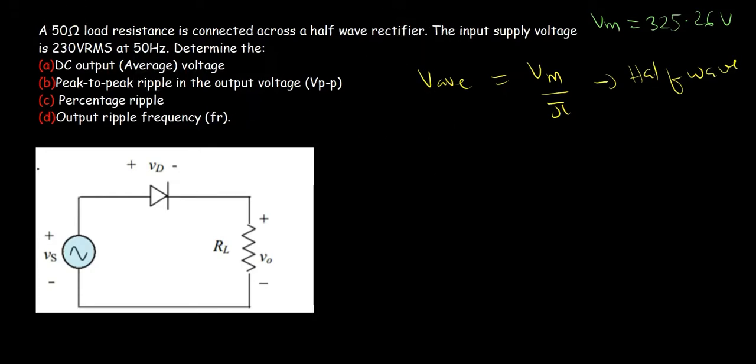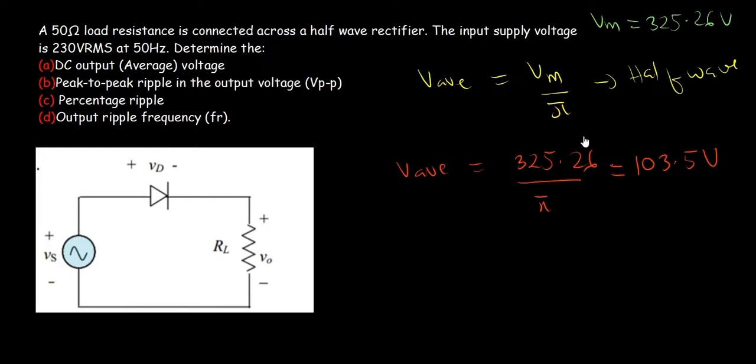So we know from this formula that the average will be Vm over pi. So we now know Vmax. So the average will now become 325.26 over pi. So let's see what we get for this. Okay, so this gave me a value of 103.5 volts. Okay, so this will be the average voltage.